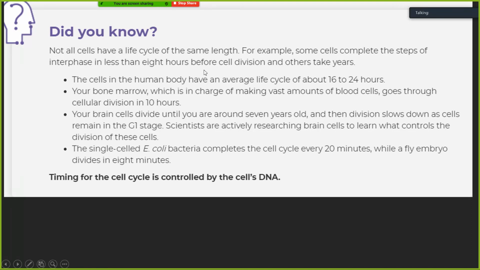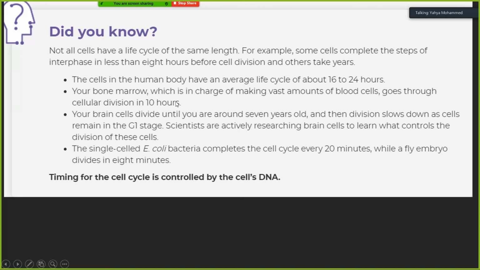They mention some random facts here. I don't know if these are really important, but they give some perspective in terms of time. It says not all cells have a life cycle of the same length. Some cells complete the steps of interphase in 8 hours, and others take years. The cells have an average life cycle of about 16 to 24 hours. So some of these cells go through the whole cycle in about one day, and others take years.